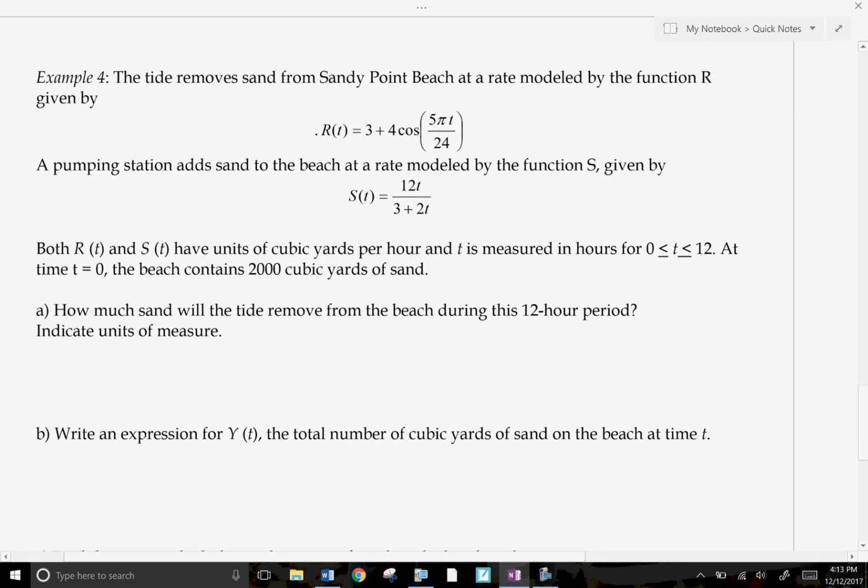The tide removes sand from Sandy Point Beach at a rate modeled by the function r given by that.